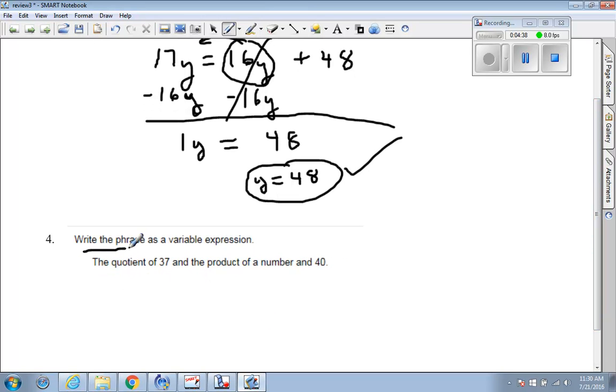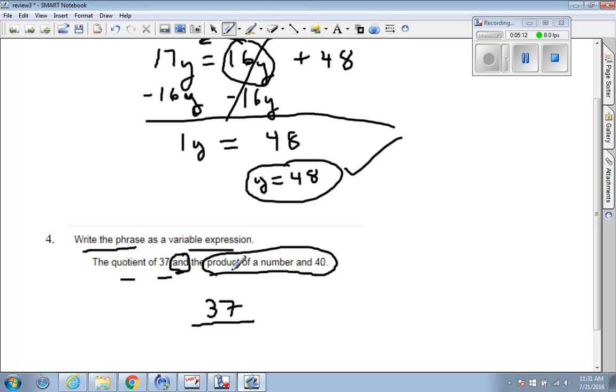Write the phrase, always look at the command, write the phrase as a variable expression. That really means translate. So the quotient, we know is a keyword for division, of 37 and the product of a number and 40. Well, first I'm going to, when you say the quotient of something and something else, focus on the word and. Because whatever comes before the and is in your numerator. Aha. And whatever comes after the word and is in your denominator of your quotient. So the quotient of 37 and something else.